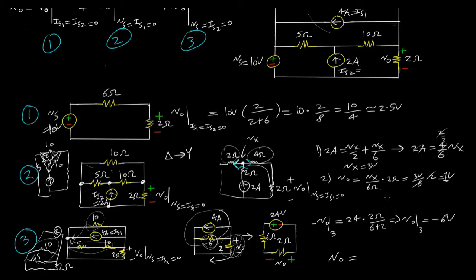So what I'm doing is basically just summing all the final answers. Where is this other guy? That's 1 volt, that's negative 6. So 3.5 minus 6, you're going to get negative 2.5. We're going to verify this shortly.